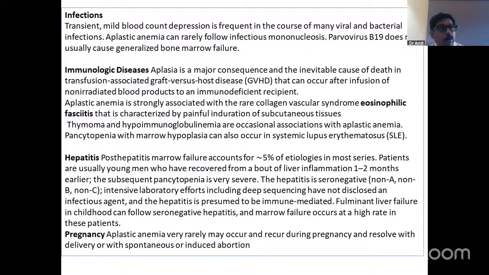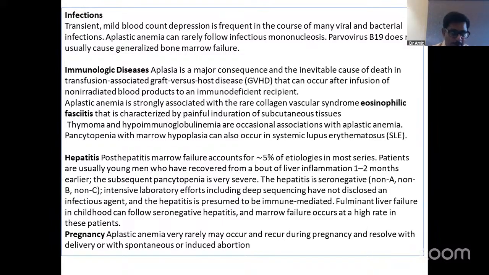Aplastic anemia is strongly associated with a rare collagen vascular syndrome called eosinophilic fasciitis, which is characterized by a painful induration of subcutaneous tissues. Thymoma and hypogammaglobulinemia are occasionally associated with aplastic anemia. Pancytopenia with marrow aplasia can also occur in systemic lupus erythematosus.